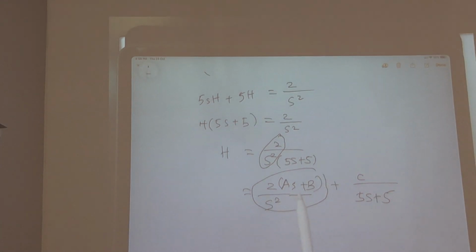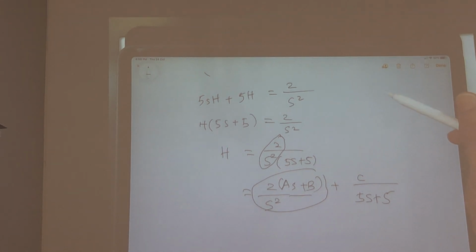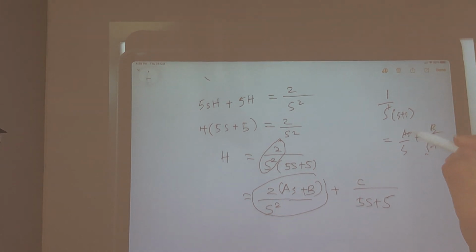When you break it, why do I get As plus B? Why not just A divided by s power of 2? Because for anything with power of 2, the top should have a linear function. If I have 1 over s multiplied by, let's say, s plus 1, I can put A divided by s plus B divided by s plus 1. But if I have s power of 2, this top should be As plus B, and then the other one just C. Okay?